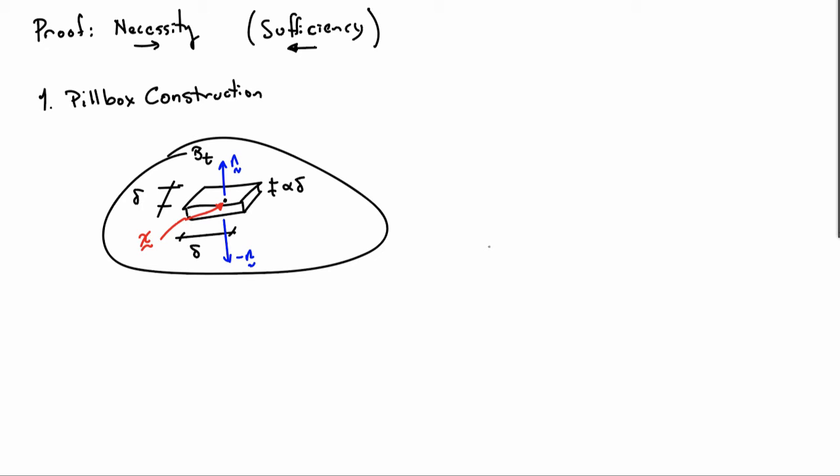So to start the theorem proof, we're going to work with a construction here known as the pillbox construction. And so what we'll do is we'll look at a point little x, and we'll consider a little chunk of material that's a flat box. Side lengths are delta, and the thickness is alpha times delta. And so you want to think about delta and alpha being small numbers. The normal to the top of the box we'll call n, and the normal to the bottom of the box we'll call minus n.